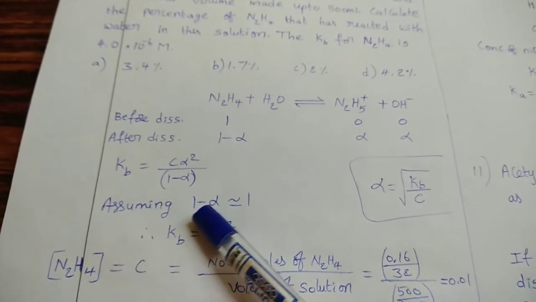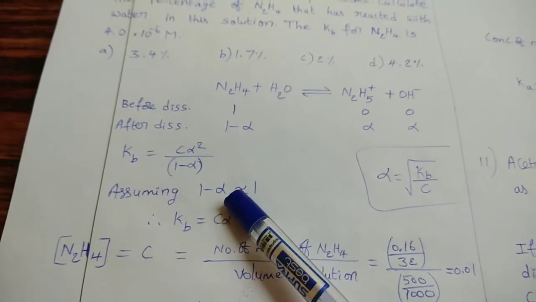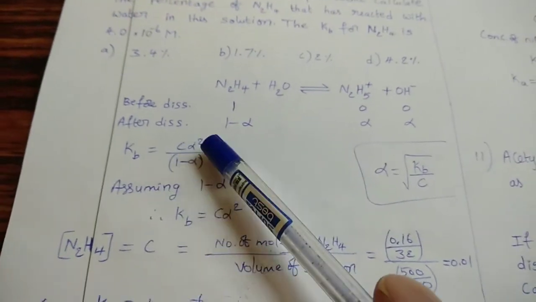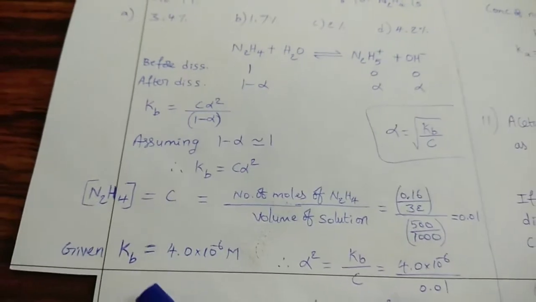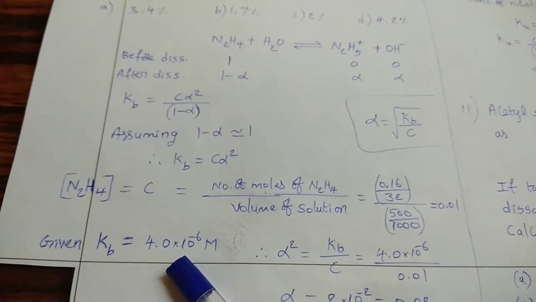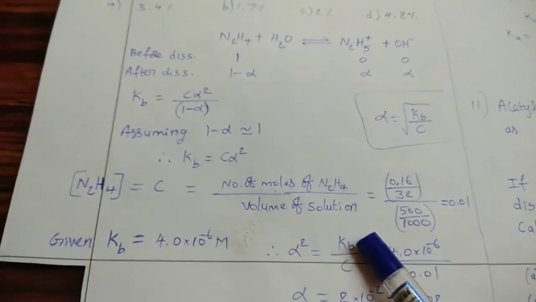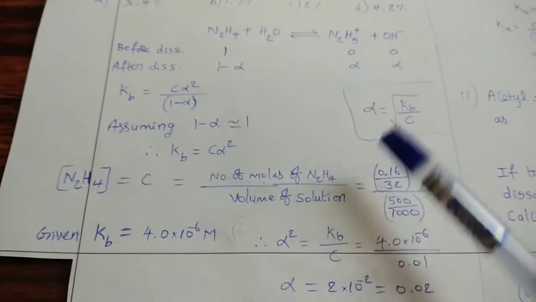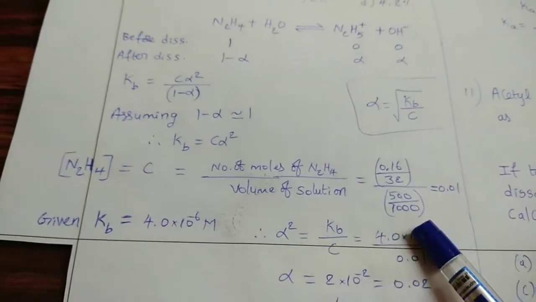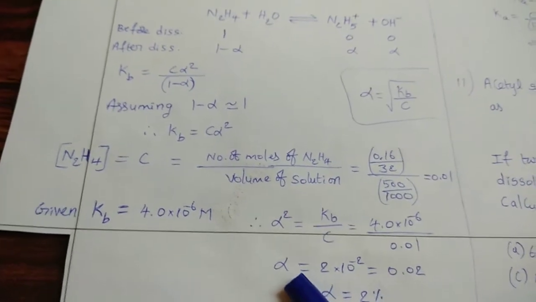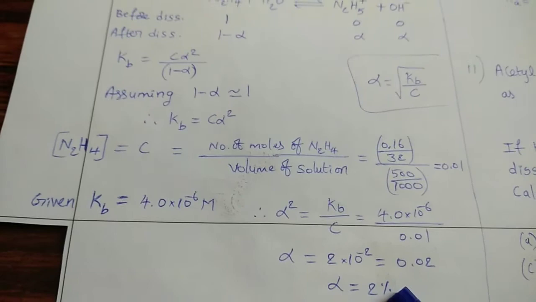So we can consider this condition. 1 minus alpha is nearly equal to 1, since alpha value is very small. So this expression becomes Kb equal to C alpha square. Kb value is given in the question, and alpha square equal to, from this what we can get? Kb divided by C. So from this alpha equal to square root of Kb by C. Here also same thing. Substitute Kb value, C value, and finally alpha. By following this formula, we can get alpha equal to 2%.